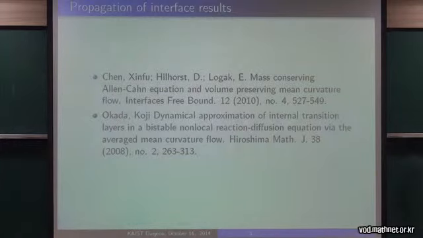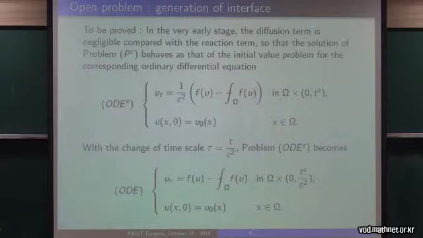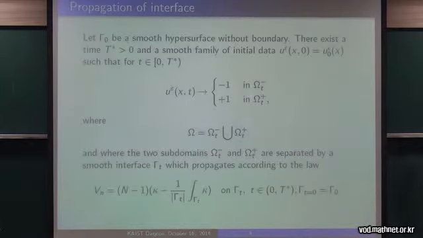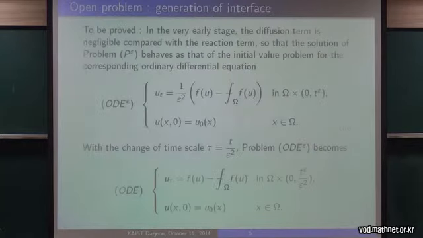So now there is an open problem, which is the generation of interface. When I talked about propagation of interface, the sort of result both Okada and us have is the existence of some family u0 epsilon such that you have convergence to a moving boundary problem. So now let's take the question in a bit of a different way.